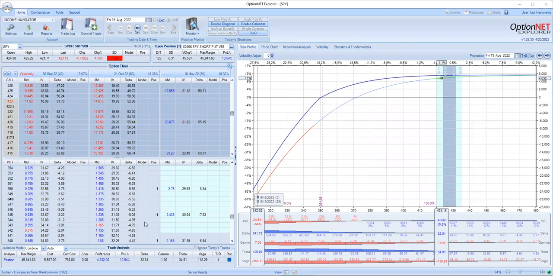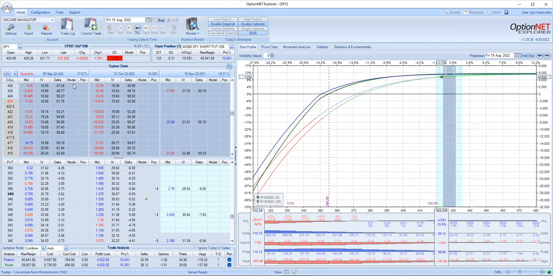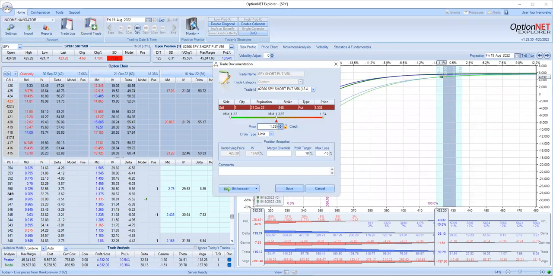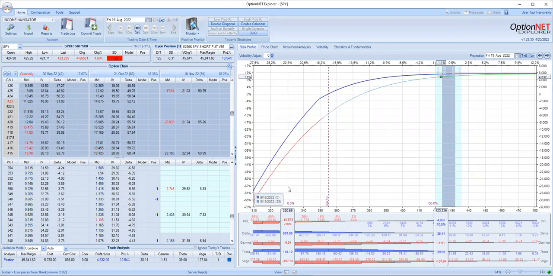Right now I'm going to add the 348 here for $1.33. And then what I also do, I set up a GTC order in the brokerage platform to automatically close out if we get to a 25 cent debit.